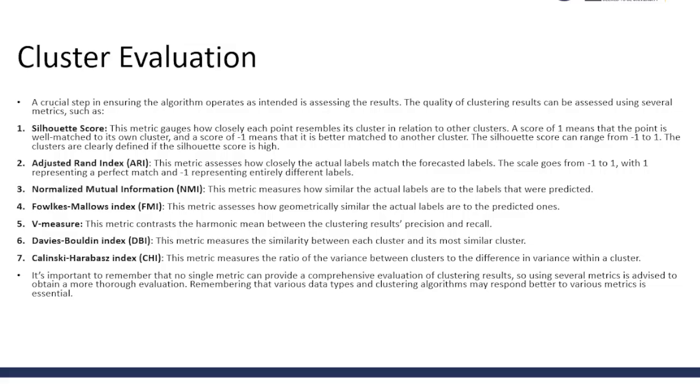Then we have V-measure. V-measure checks for the harmonic mean between the precision and the recall. It is similar to our F1 measure in classification. Then we have the Davies-Bouldin index. Now the Davies-Bouldin index checks for the similarity between each cluster and its most similar cluster. So this is like checking inter-cluster similarity information. Then there is the Calinski-Harabasz index. Now this checks the ratio of the variance between clusters to the variance within a cluster. So this is basically checking inter-cluster difference to intra-cluster difference. So these are the various cluster evaluation methods.